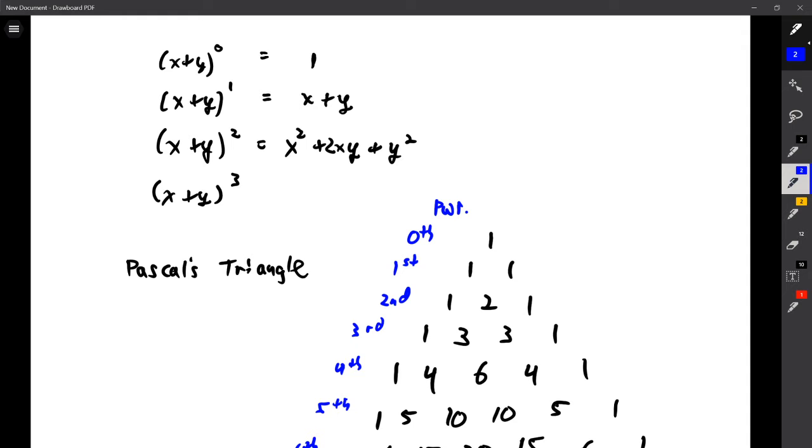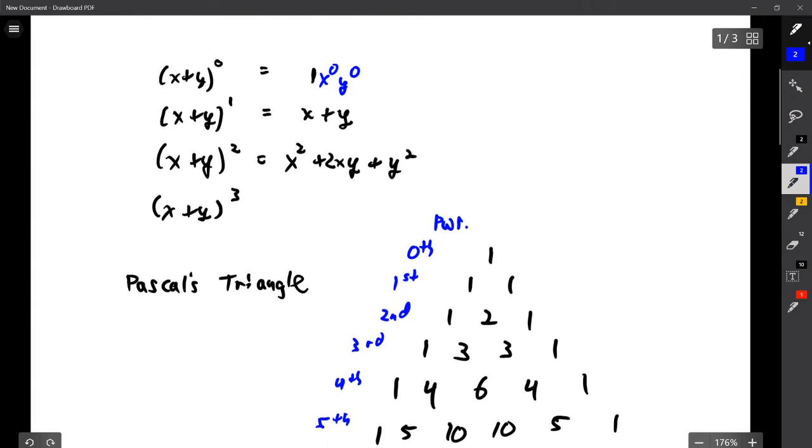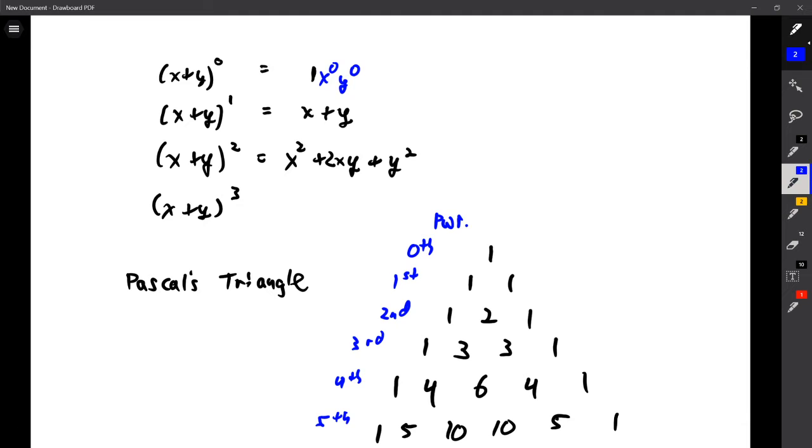So notice up above, when we did x plus y to the 0th, we just got a 1. In other words, we have a coefficient of 1. And you could say technically we have 1 x to the 0th, y to the 0th. And then the x plus y, you could say we technically have 1 x to the first plus 1 y to the first. And then the x plus y squared, we have 1x squared plus 2x to the first, y to the first, plus 1 y squared.